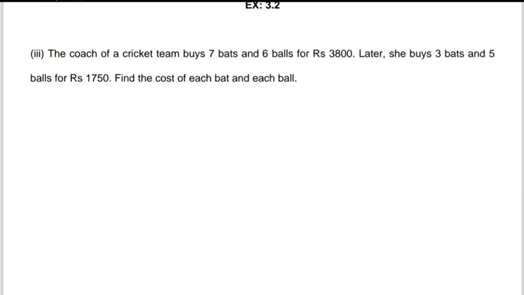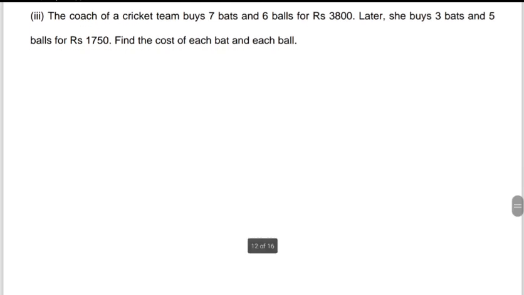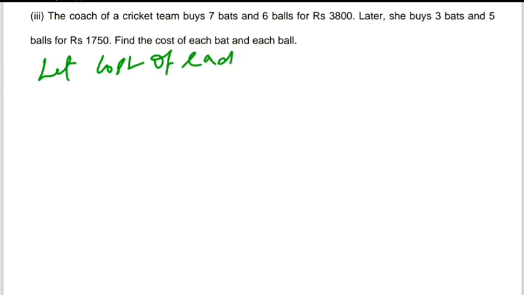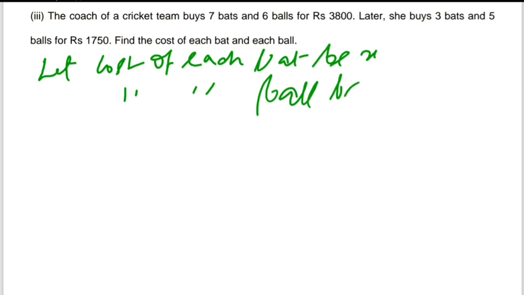So according to our assumption, let us assume the cost of each bat to be x. Then the cost of each ball be y. This is our first step.